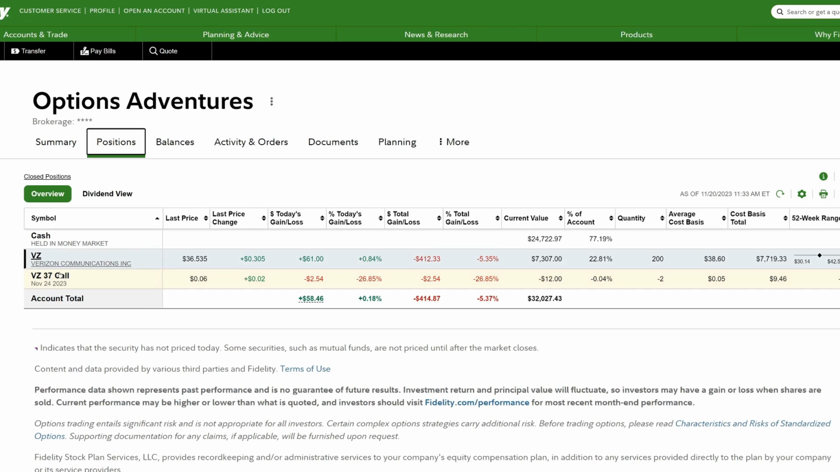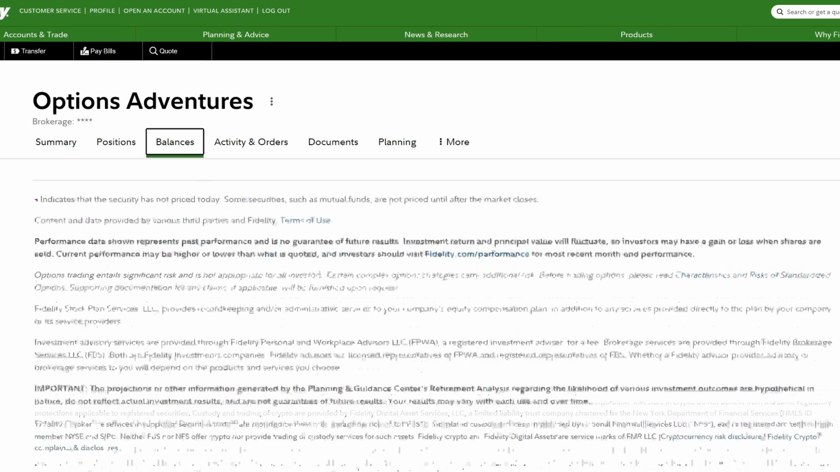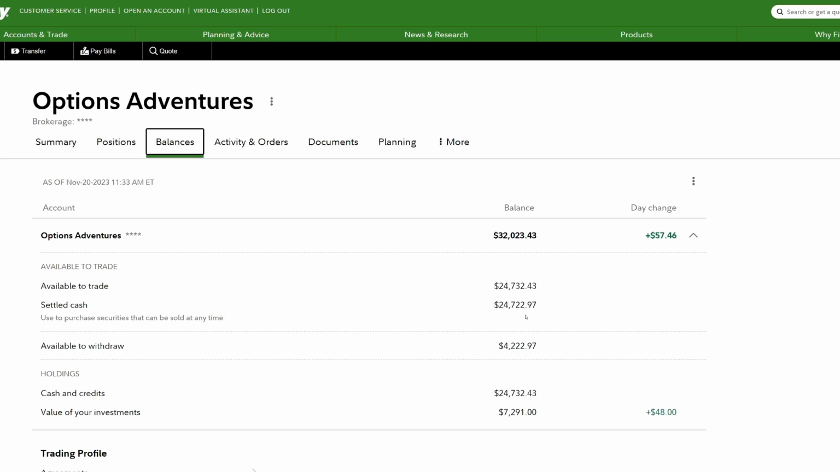Alright guys, so I do have the 2 covered calls. They finally popped up. You'll see Verizon, strike price $37, a call, expires the 24th of November, so that's a weekly. Our cost basis is $9.46, is what it turned out to be. We'll see if this expires worthless or not. If we look at the actual balance, it's not showing up yet, but available to trade is about a $9 difference. This goes directly to our available cash to trade, which is very, very cool.